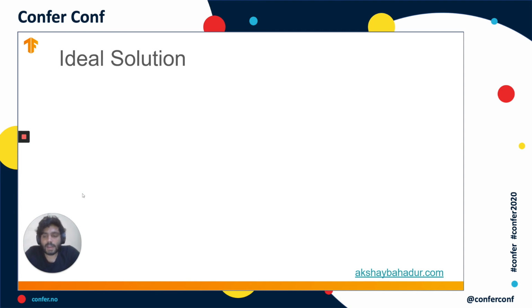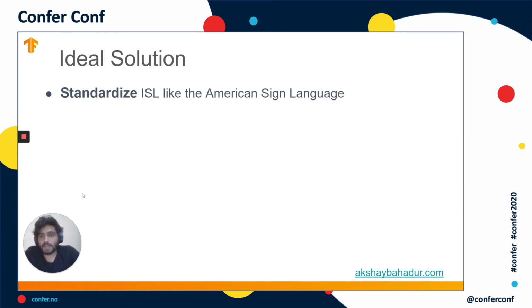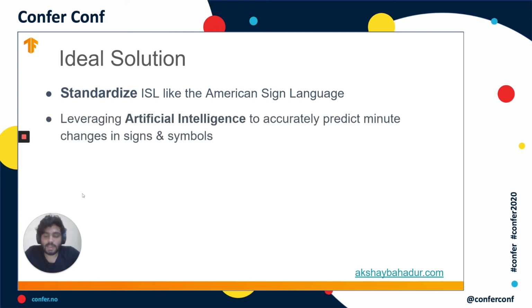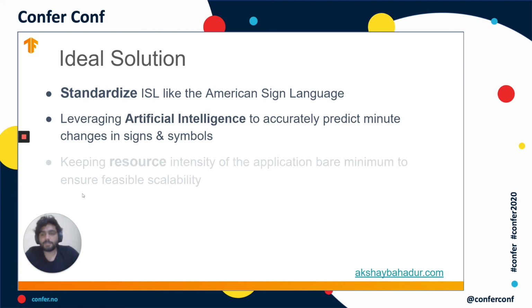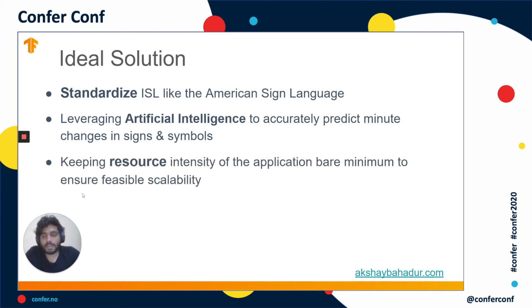Now, what should an ideal solution look like? An ideal solution should be to standardize ISL. So we want to make sure that ISL, or Indian Sign Language, should remain the same even if I travel from North India to South India. I also want to make sure that I leverage AI to predict these minute changes. So if there are any basic changes, I should have a model that can help me identify these gaps and bridge them.